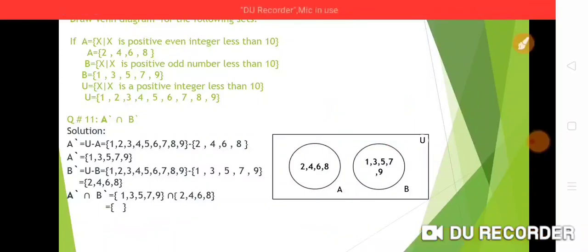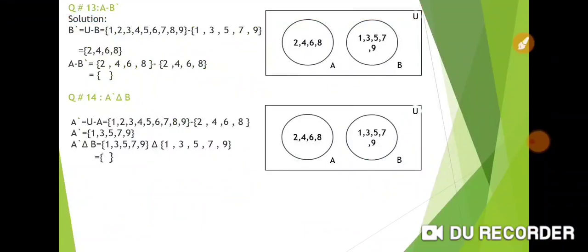Now the next is question number 13, A minus B complement. First we are going to take the complement of B. How are we going to take the complement of B? U minus B. First we write down the universal set and then minus B. After subtraction, what do we get in the universal set? 2, 4, 6, 8.